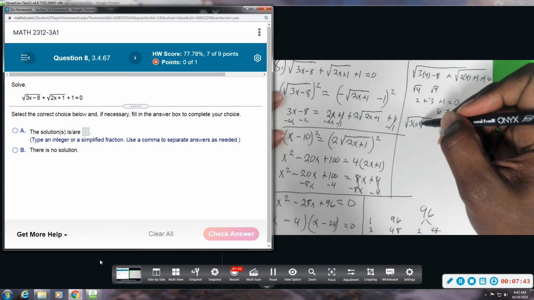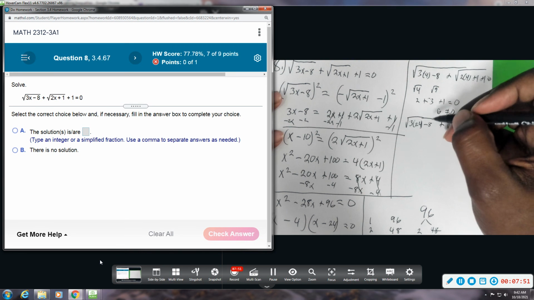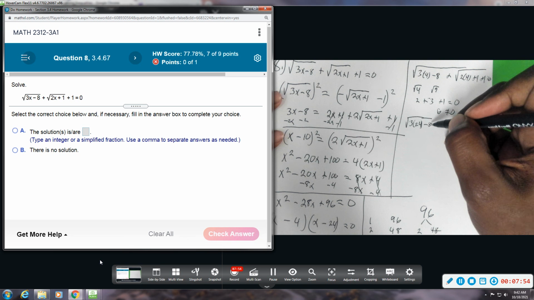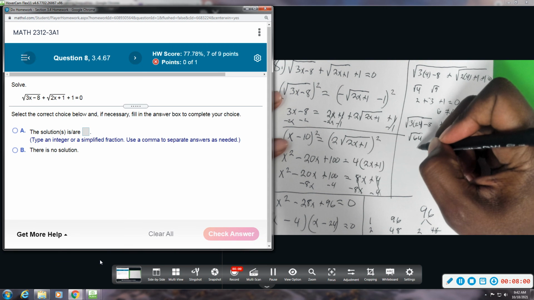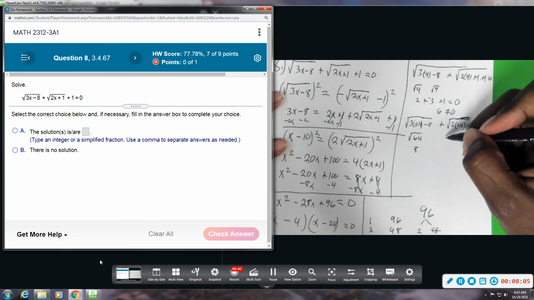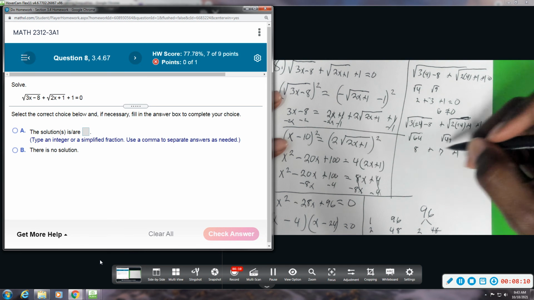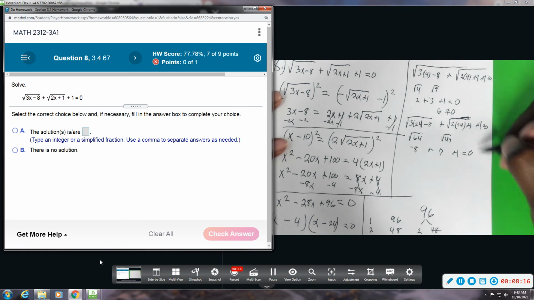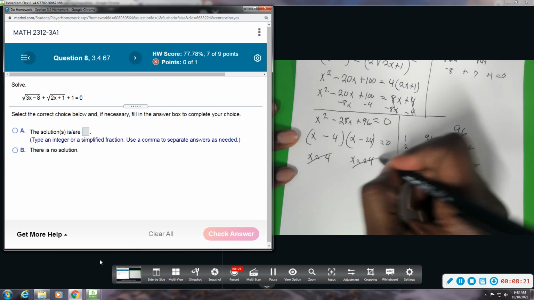3 times 24 is 72. Minus 8, 72 minus 8 will give us 64. Square root of 64 is 8. And then 24 times 2 gives us 48, plus 1 is 49. Square root of 49 is 7. And then plus 1. So if this was a negative 8 and we made that positive 7, that would give us 0, but again, we only considered the positive. So in this case, we get 2 solutions, neither of which work.